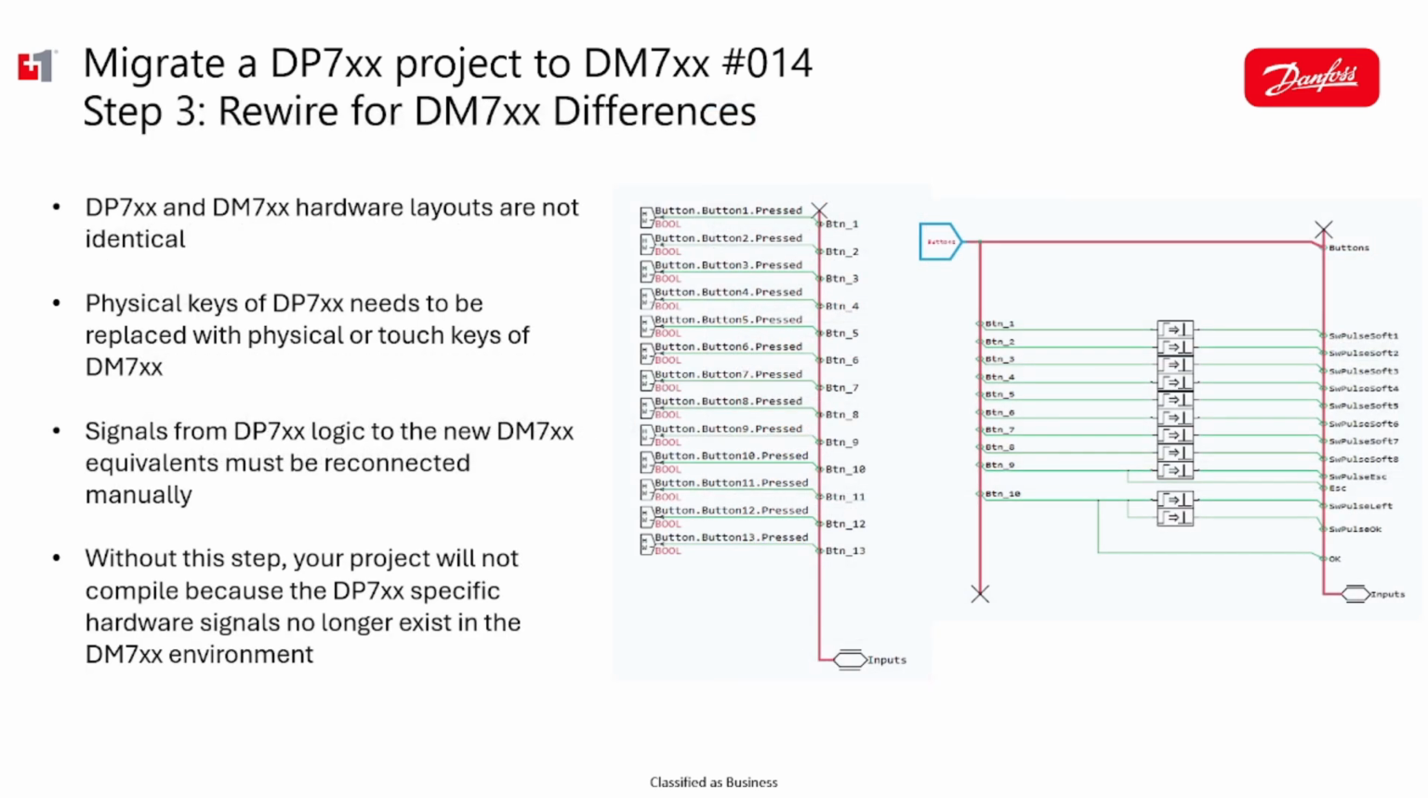Step 3. Rewire for DM7 differences. This is the most critical step because DP7 and DM7 hardware layouts are not identical. If your DP7 project have physical keys, and you want to migrate to a DM7 that has got physical keys and touch, then you can rewire some of your buttons from DP7 to the one on DM7. The physical keys from DP7 that are not available on DM7 must be replaced with touch buttons or an HMR, for example.